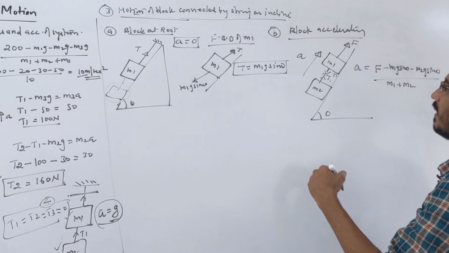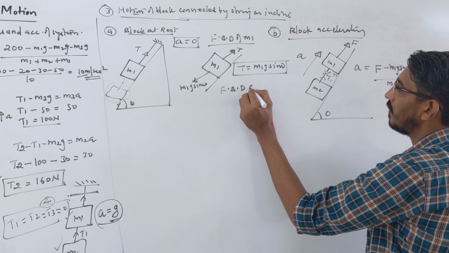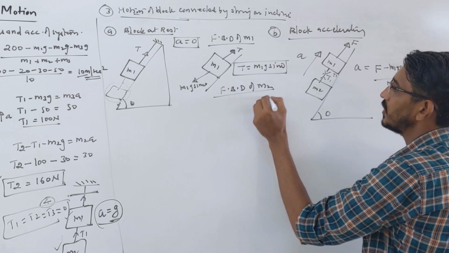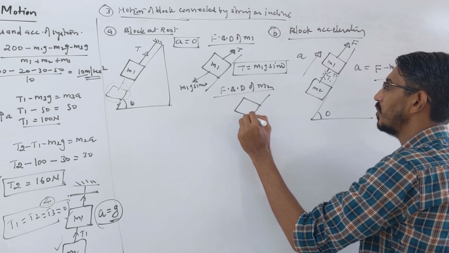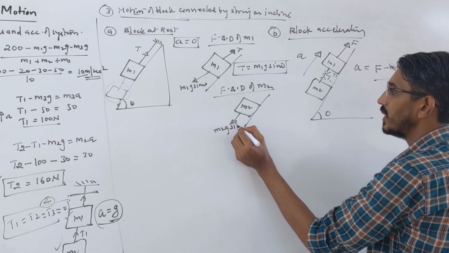Now, the same way you write the FBD, suppose you write the FBD of M2, how does it look? This is your inclined surface, and this is your M2 body. The downward force is your weight component, M2G sin theta.